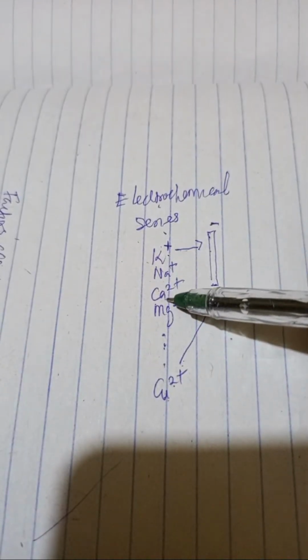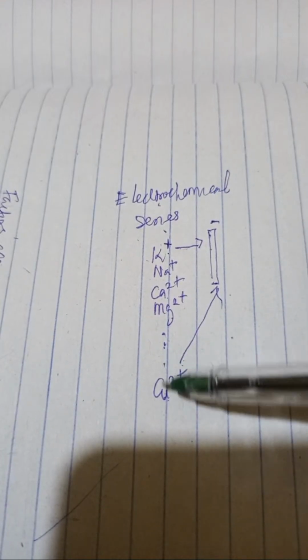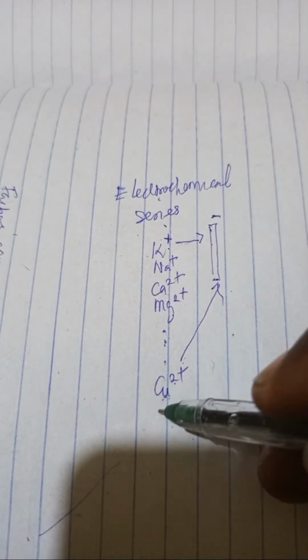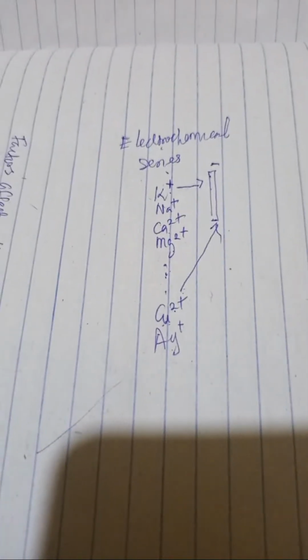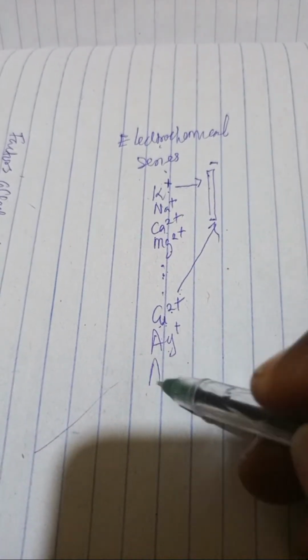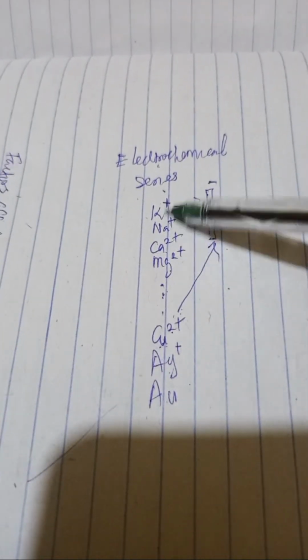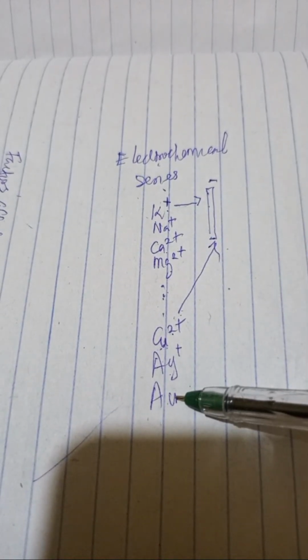So it starts with K plus, Na, Ca, Mg, that's magnesium, followed by aluminium. Then you have iron, lead, and so on like that. The last three are copper, silver, and gold, that is Au. So these three here, they are always the last. The one that is lower in this series will be the one that will be discharged. Keep it in your mind, don't forget it.